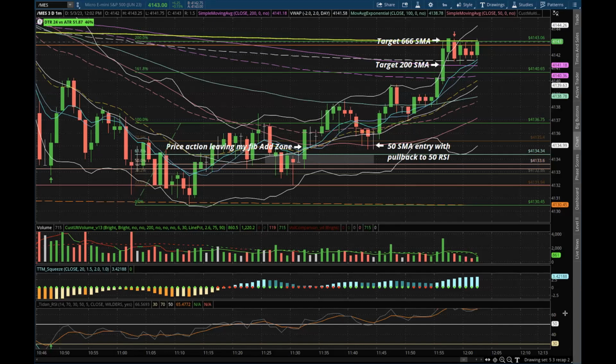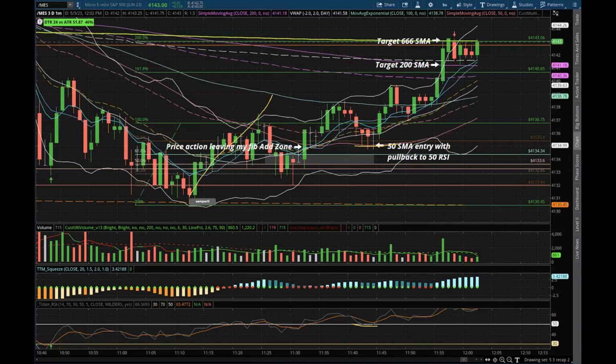Yeah, you did good, man. Like you said, picture perfect. What you want to see is a hold of the 50 RSI and a hold of the 50 SMA. It's perfect. But this is a good moving average lesson because sometimes price action will just bust through the 21, bust through the 50, and go straight for the 100.